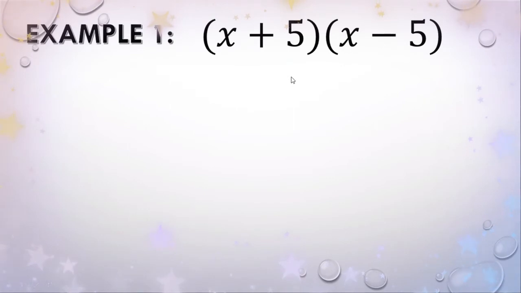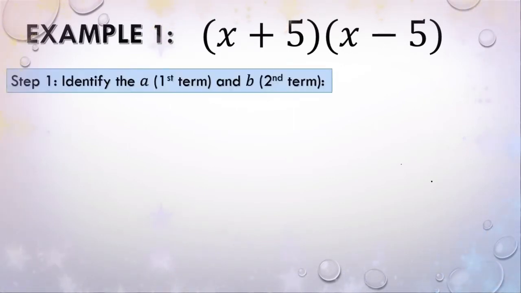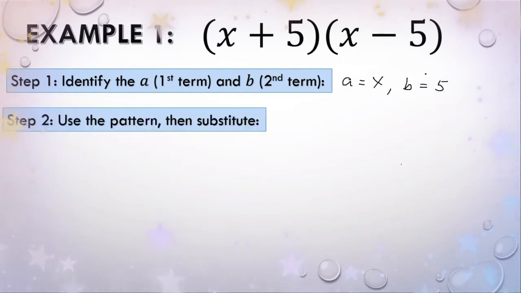Then we can follow the simple steps. Identify the first and last term. What is the first term? What is the last term? If your answer for A is x and your answer for B is 5, then you are correct. You can now proceed to the second step. Use the pattern, then substitute.